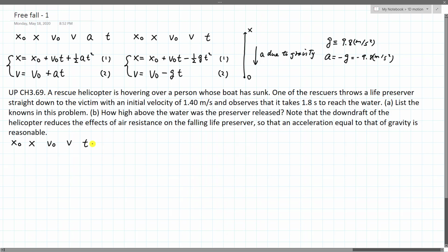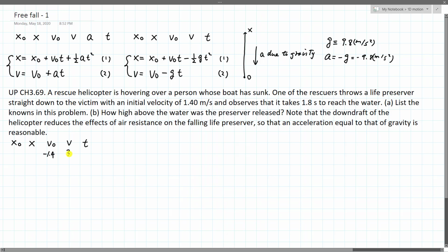We have the initial position, final position, initial velocity, final velocity. Since the rescuer threw the life preserver downward, this is going to be a negative velocity because we set up this customary axis to point up. So this velocity is going to be negative 1.4. And the final velocity when the life preserver reaches the water surface is unknown.